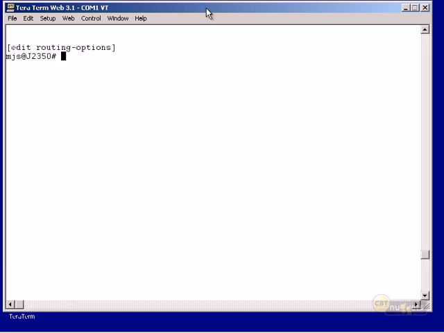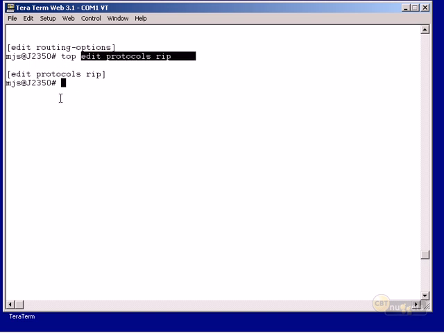Now on the 2350, notice I'm in the edit routing options area of the hierarchy, but I want to get over to edit protocols RIP. So what I'm going to do is go to the top of the hierarchy and then go to edit protocols RIP. That's a great way to get up to the top and get into the area you want to get into. Okay, so remember that. Top before the hierarchy you want to be in takes you to the top of the edit hierarchy and then moves you into that area.